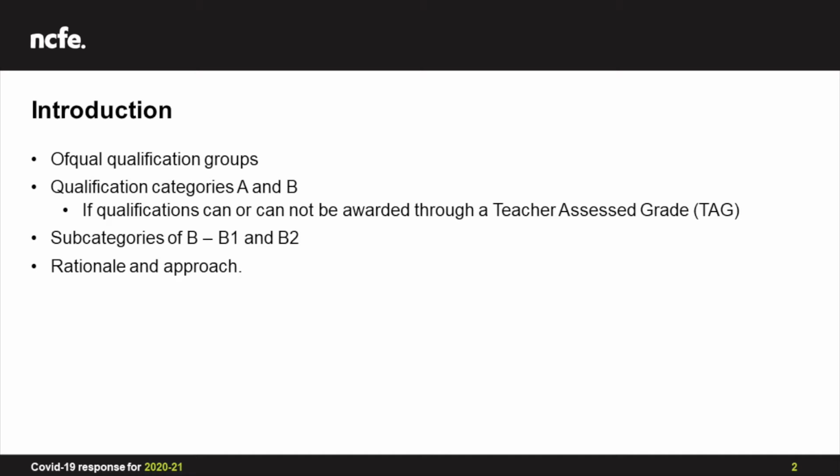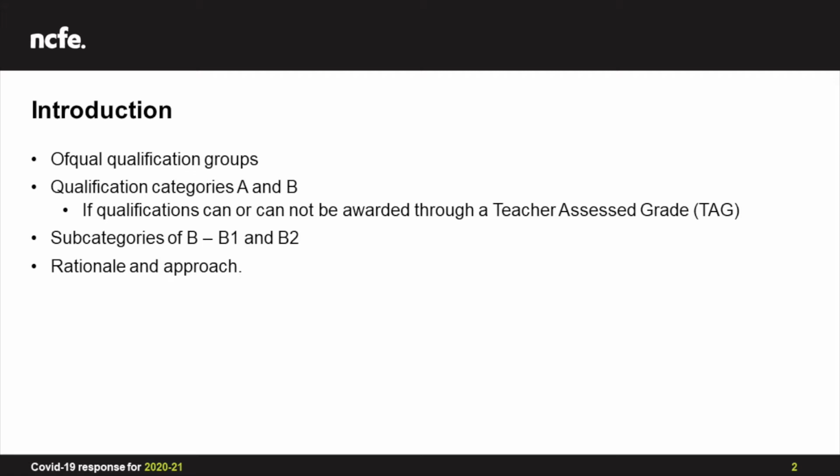Ofqual, the regulator of qualifications in England, have grouped qualifications into two broad categories, A and B. It is important to know which category a qualification is designated because it signifies whether it's in scope for a teacher assessed grade or not. Category B has two further categories of B1 and B2.